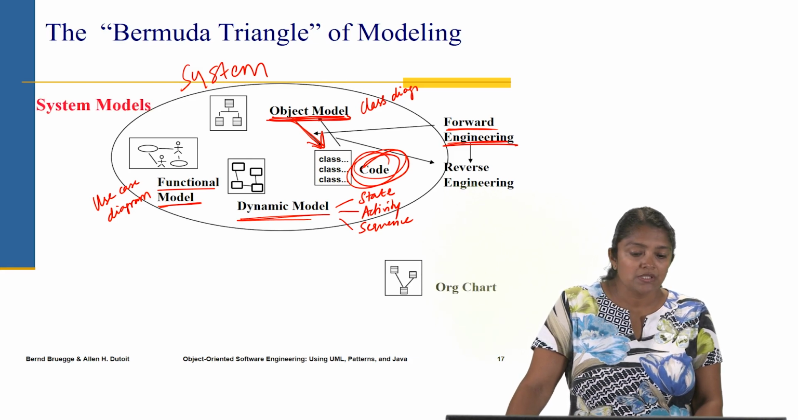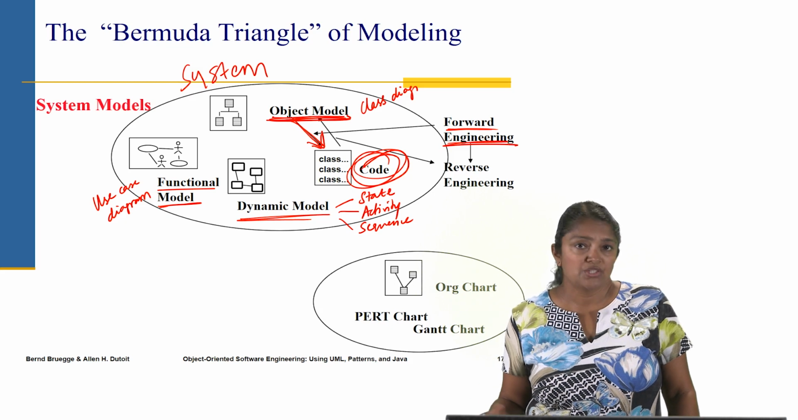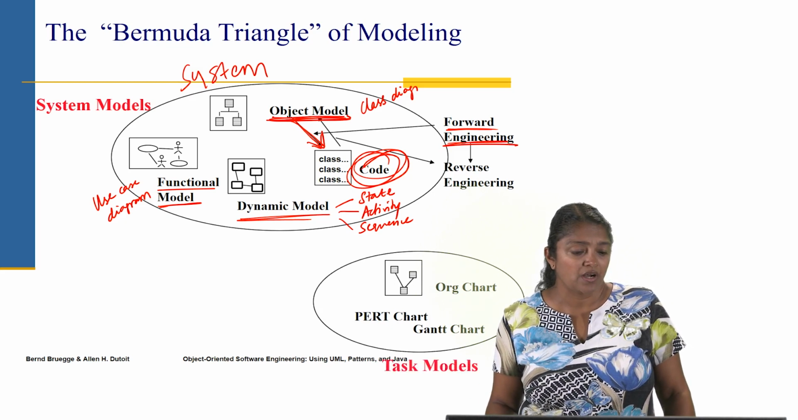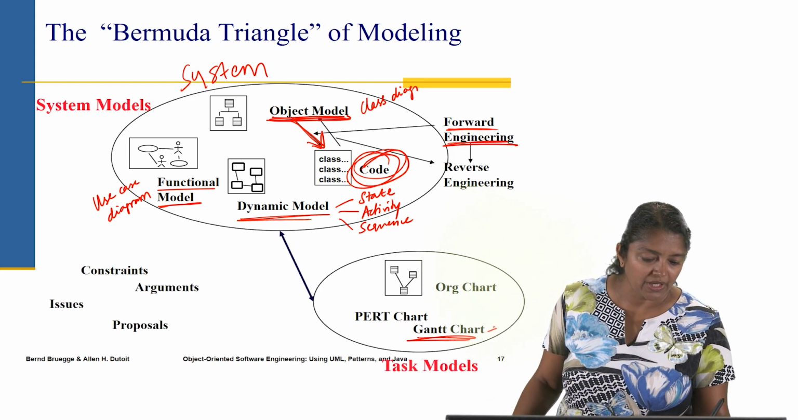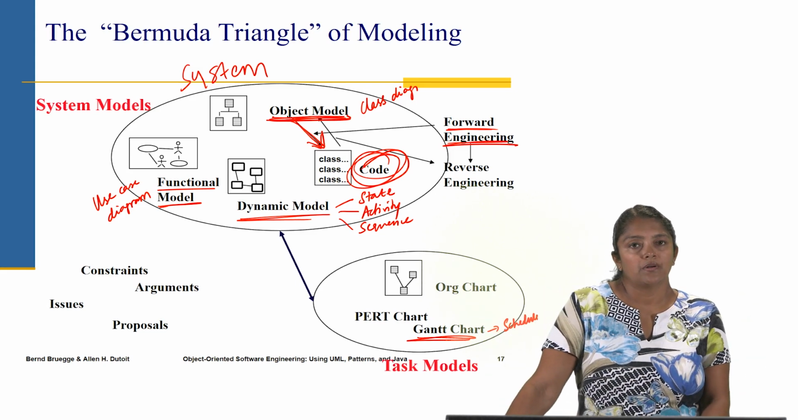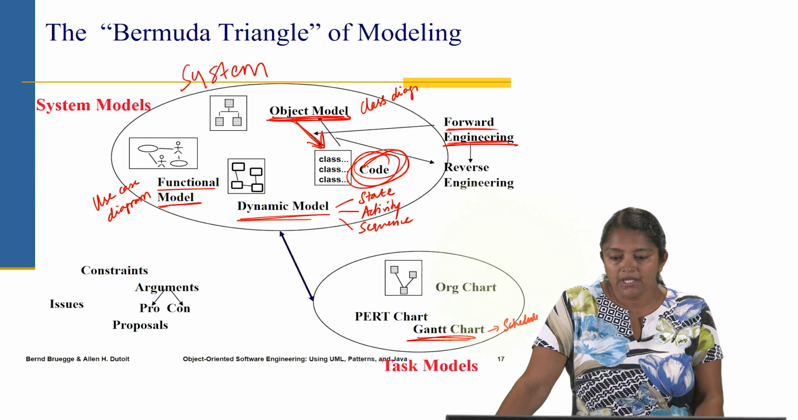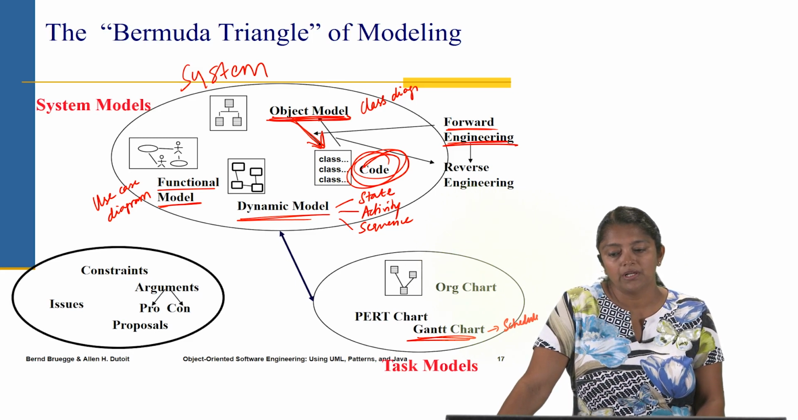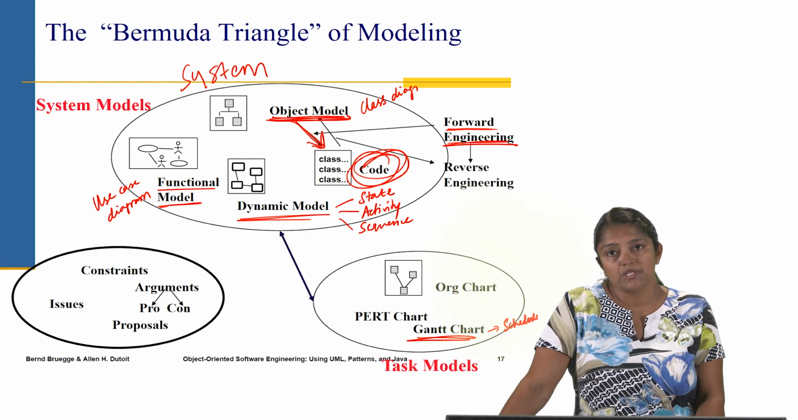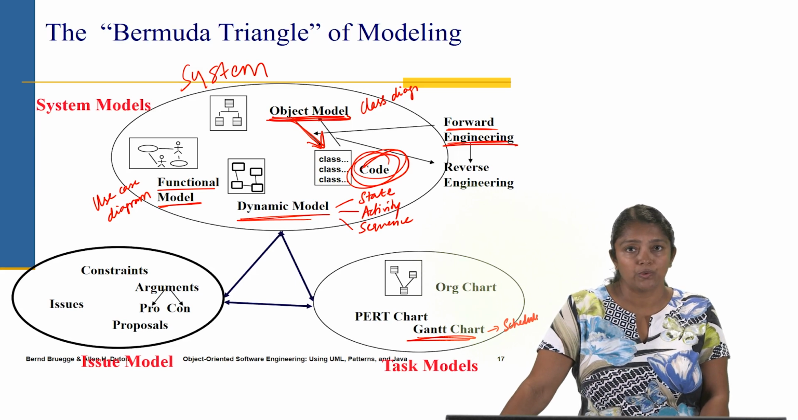So that's system models. Now coming to the task models, there are org charts, PERT charts, and Gantt charts. Again, there are tools for creating all of these different kinds of charts that help with creating our task models. So a Gantt chart basically helps in doing the scheduling. It's a way to lay out your schedule for the different tasks and the different resources in the organization. And then we have the issues model that is modeled in terms of your proposals, arguments, pros and cons, the constraints, and then the final resolutions. And again, there's tool support to do that as well.